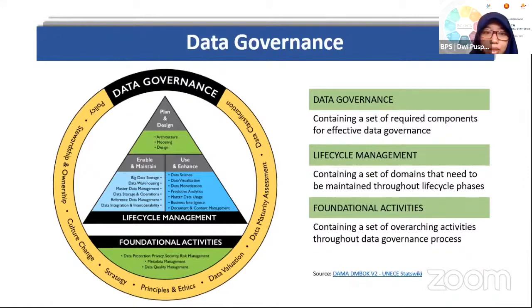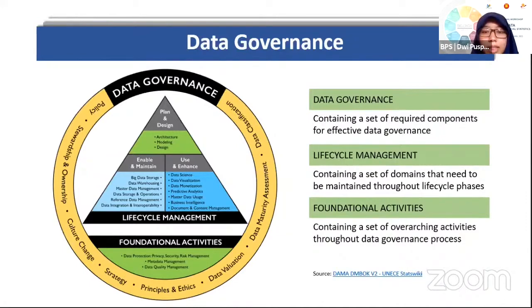Now we go back to talk about data governance. This is the data governance wheel that we are going to talk about. As you can see, there are 3 main components. That is the data governance itself, which you can see as the outer cycle. Then the life cycle management, the triangular shape. And then the foundational activities, the one below the life cycle management. So what is each of these actually? I'm going to try to explain them one by one. And just to remind you, if there's anything that you find unclear or confusing, you can always type your question in the chat box, or we can discuss it later.